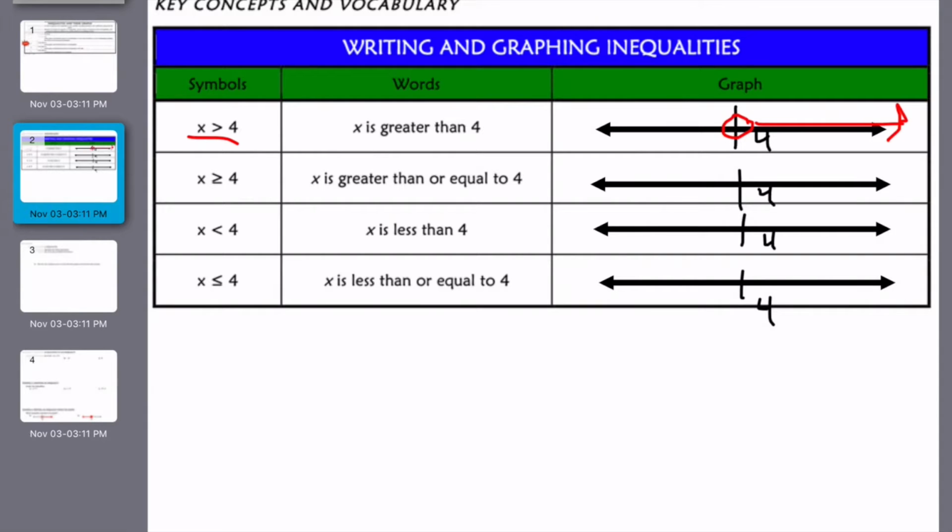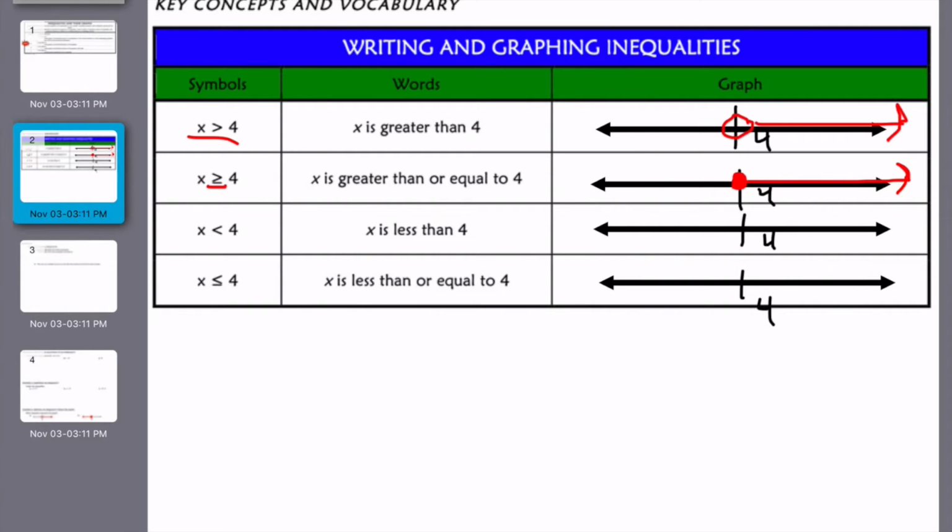In our next line, x is greater than or equal. That's what that little line underneath it represents, or equal. X is greater than or equal to 4. Since it includes 4, that means I need to make it a closed dot, and it's still the values to the right, because greater than 4 are numbers like 5, 6, 7, 8. Okay?